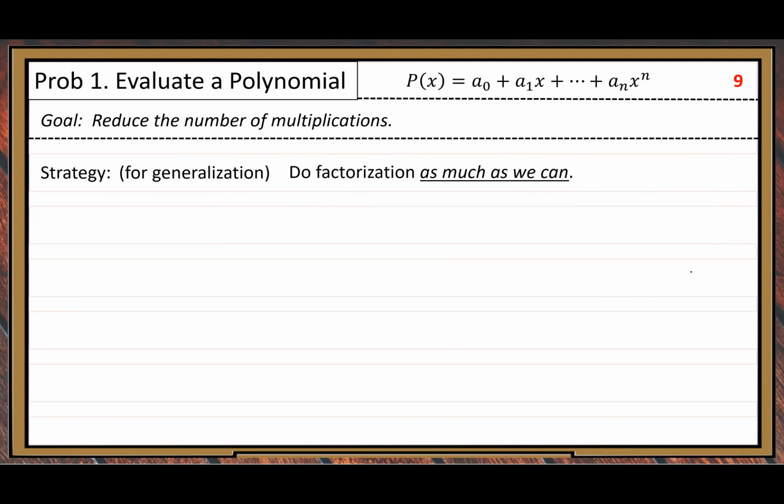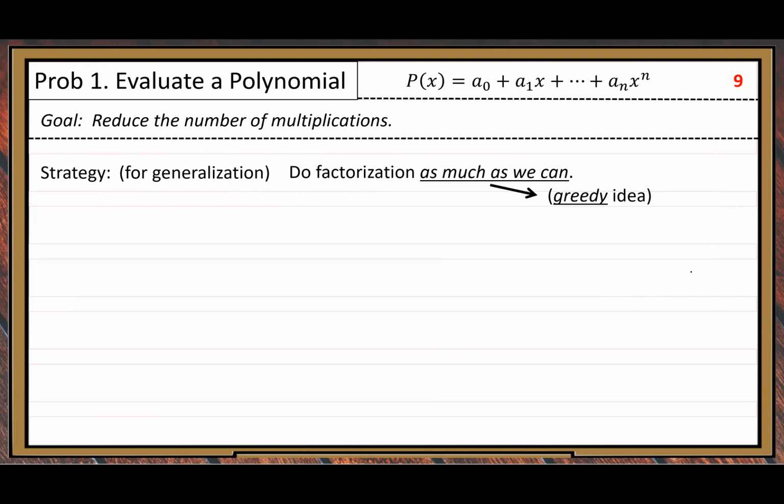We know the key to the success in our previous two experiments was the factorization technique. Since it is so effective there, let us apply it as much as we can. Very simple, but there is some interesting idea associated with this phrase. So what's that? The greedy idea. As much as we can.